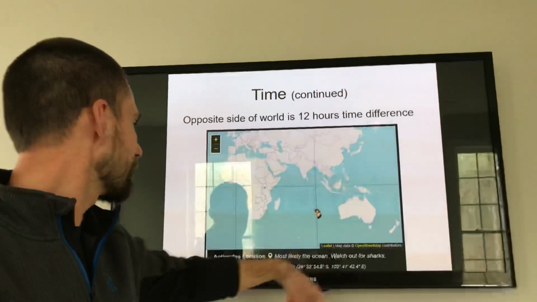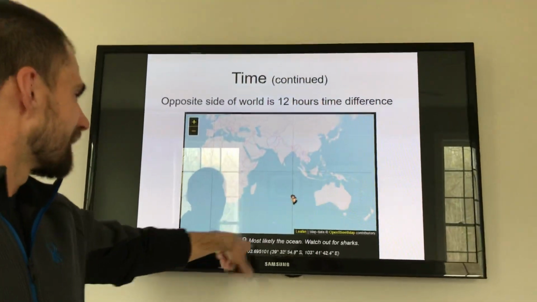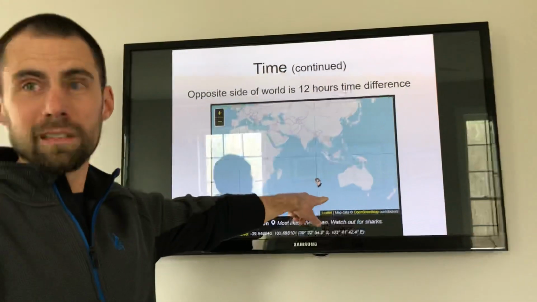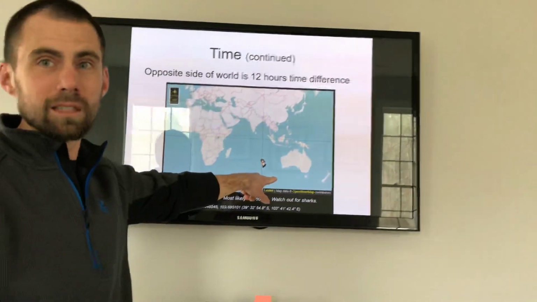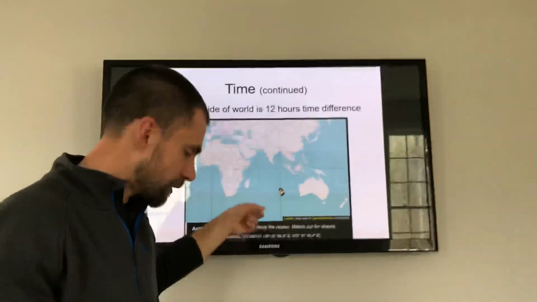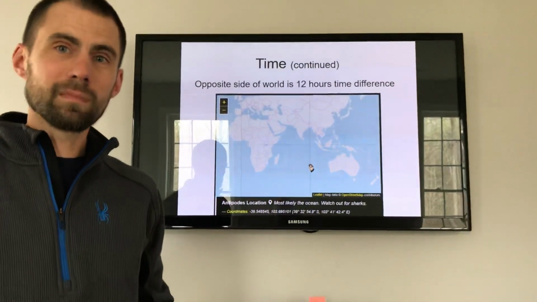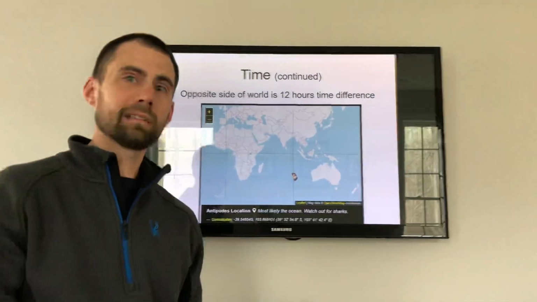It's here. So, look at that. In the middle of the ocean. That's the opposite side of the world. All right? So what time would it be there? 12 hours difference. They're actually ahead of us. So if it's 1:30 p.m. here on Friday, it's 1:30 at night and Saturday over there. All right?